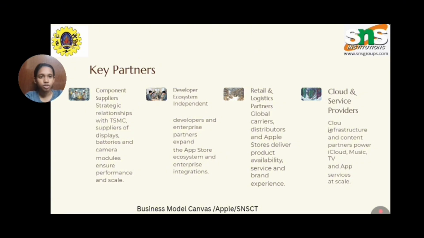There are four types of key partners: component suppliers, developer ecosystem, retail and logistic partners, and cloud and service providers. First, component suppliers. They have a strategic relationship with TSMC and other suppliers. They supply displays, batteries, and cameras and ensure the performance and scale. Next, the developer ecosystem.